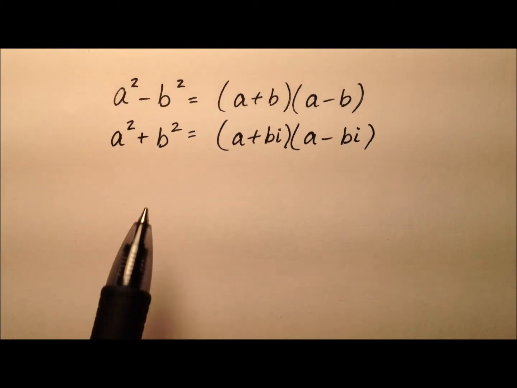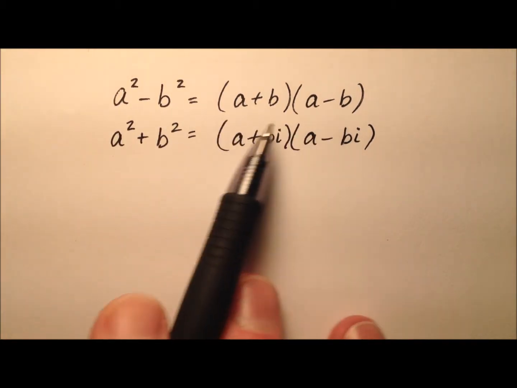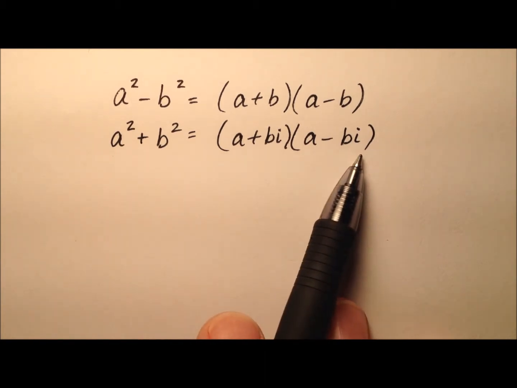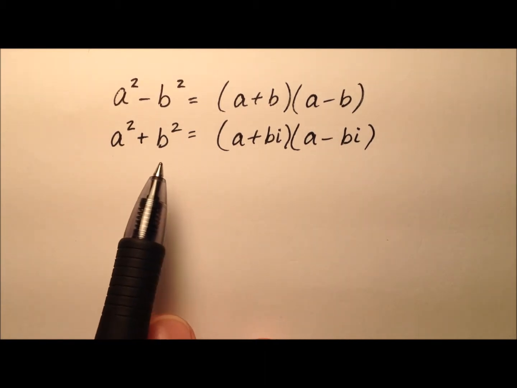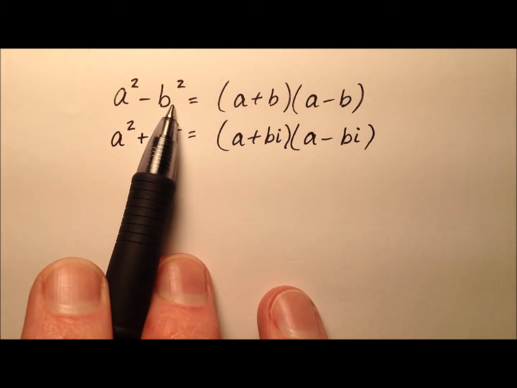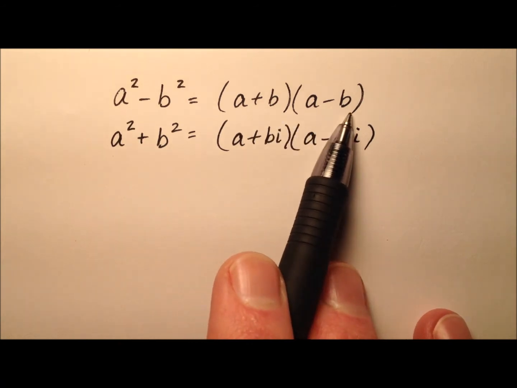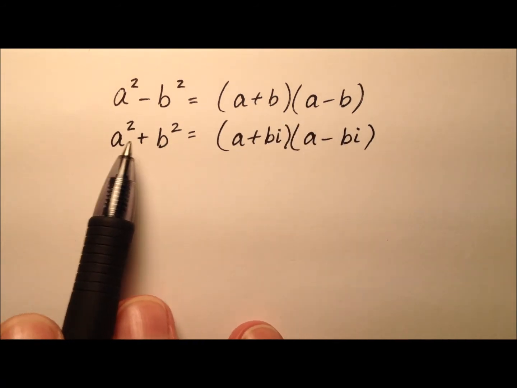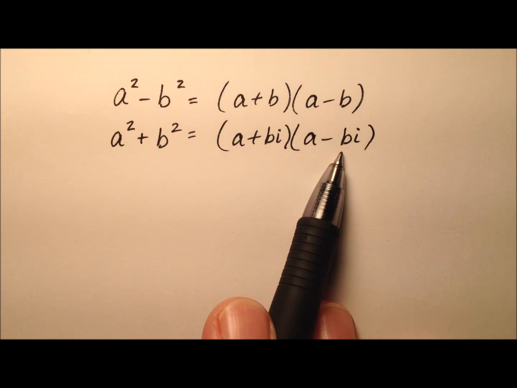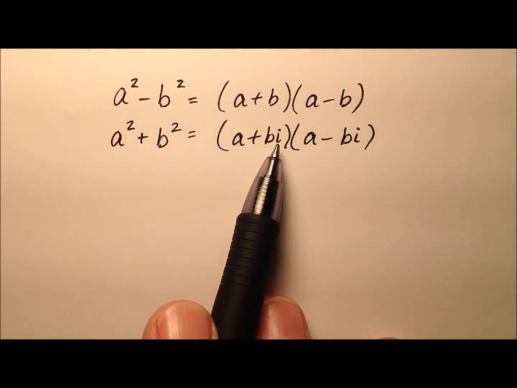In this video, I want to discuss and compare the difference of squares factorization with the sum of squares factorization and work a few examples. So we see that the difference of squares factorization is (a plus b) times (a minus b). Your sum of squares factorization looks an awful lot like the difference of squares with one major addition.